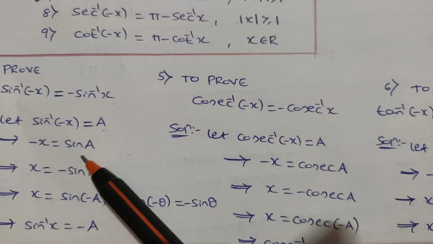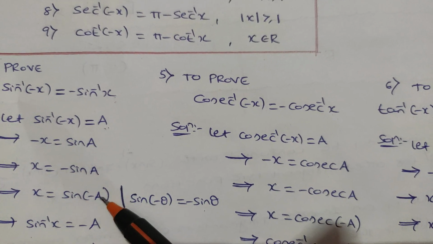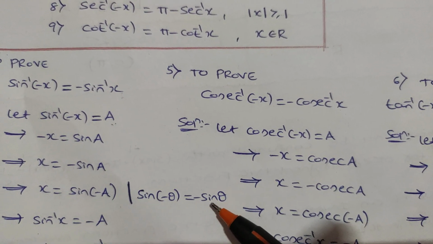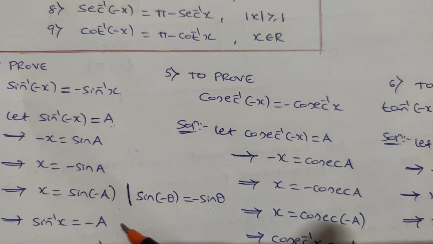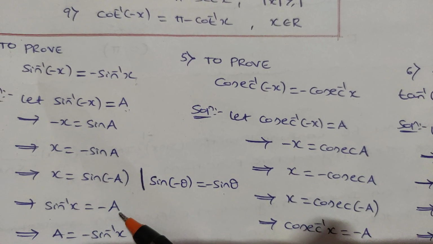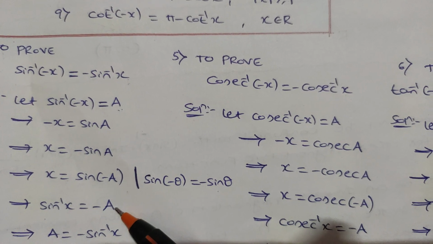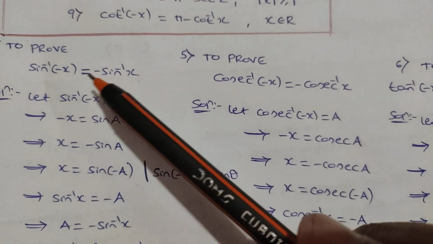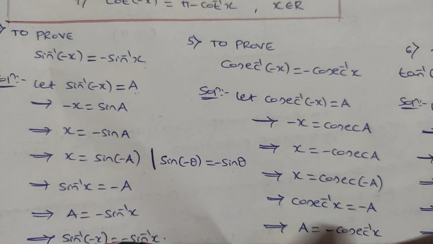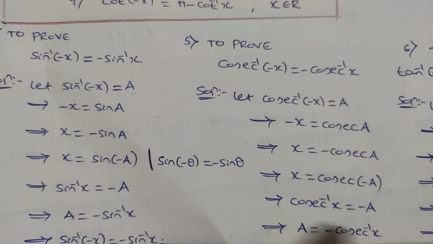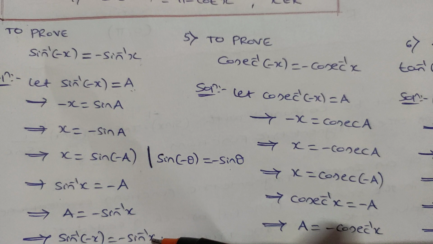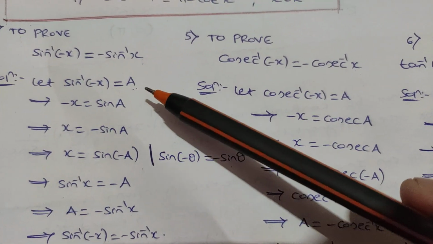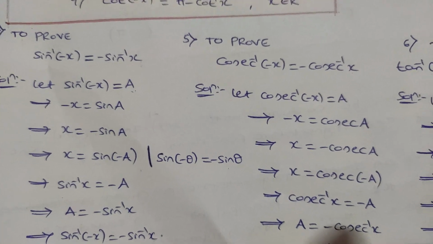This minus of sin a, this is the point we require to remember. This minus sin a can be written as sin of minus a, because of the property sin of minus theta is equals to minus sin theta. Sin inverse of x value will be minus of a. Therefore a value will be minus sin inverse of x. Replace the value of a as sin inverse of minus x. We observe its value will be minus sin inverse of x. This is how we require to remember the proof of this one.